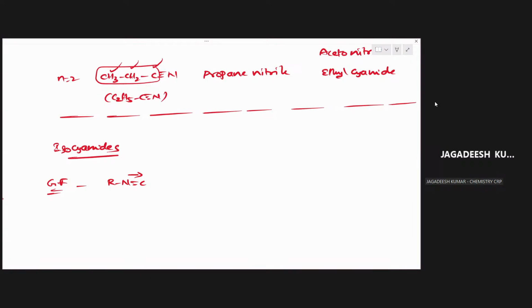So an IUPAC name is actually not there for this type of compound, but you can write the secondary suffix, which is isocyanide, or isonitrile also we can write. Now how to write?